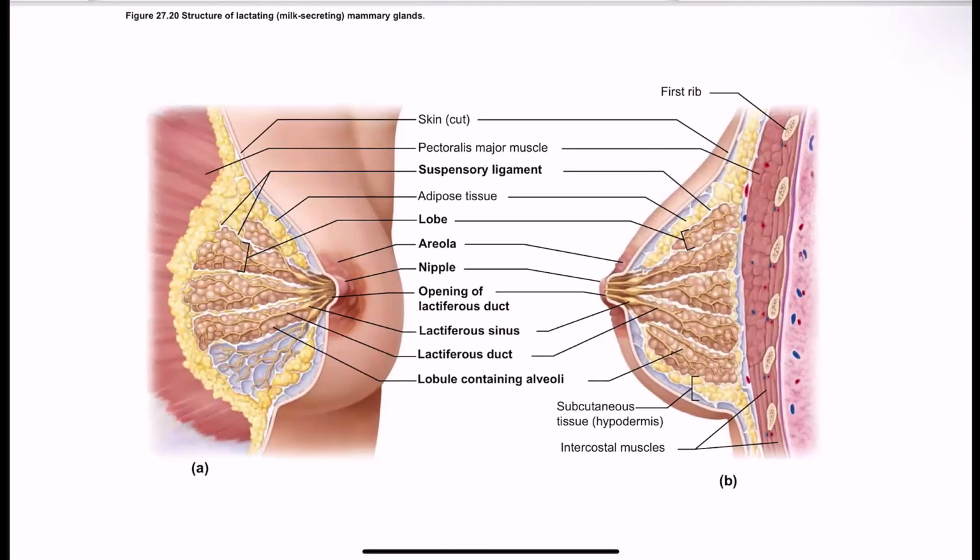Lastly, we'll discuss mammary glands as part of female reproductive anatomy. But mammary glands are really just modified sweat glands, and they're present in both males and females. But they usually only function in lactating women, and this is done by the stimulation of hormones.